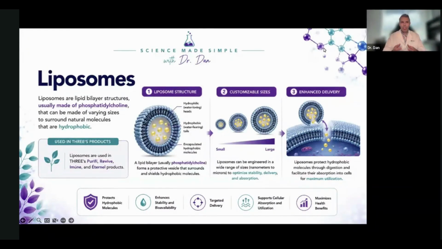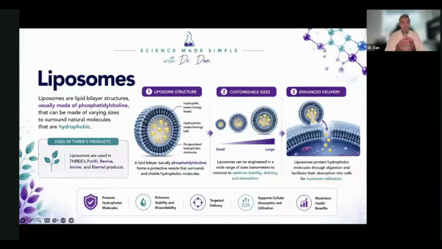Basically, the way that it works is you create a lipid bilayer, and you can see this figure here on the slide where you have two lipids with the polar head and the tails, and they connect to each other to form this lipid bilayer. And inside that lipid bilayer, you can place bioactive molecules from plants.